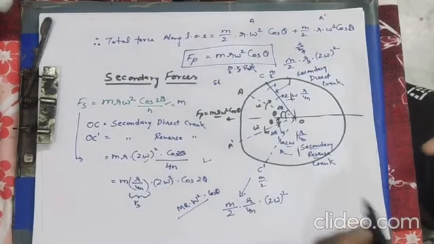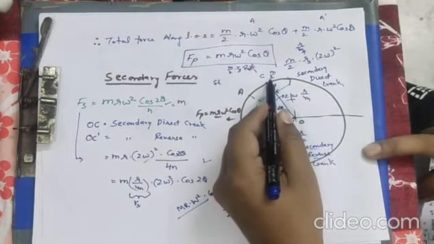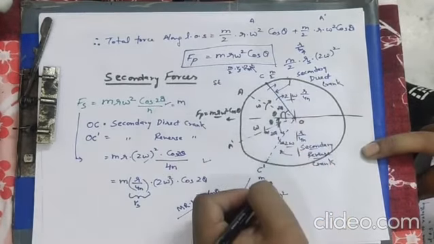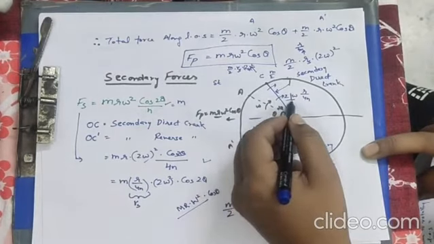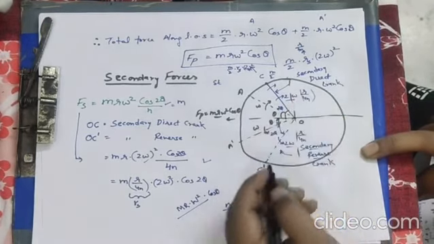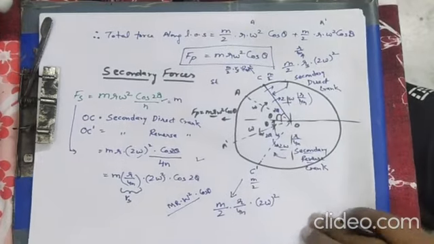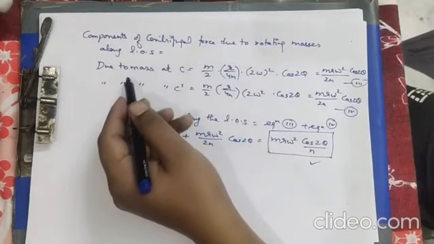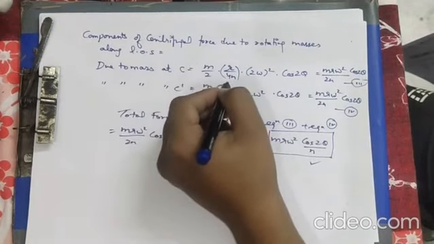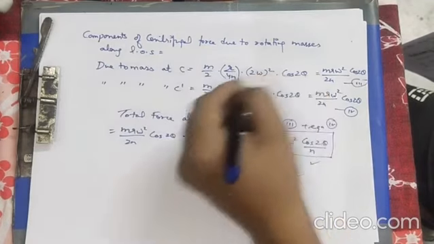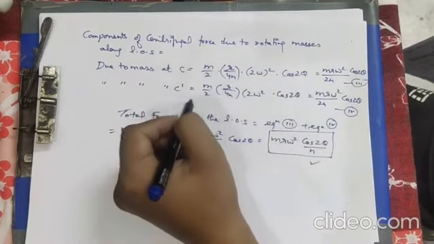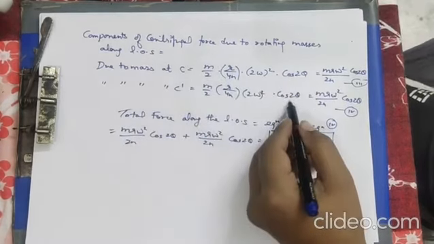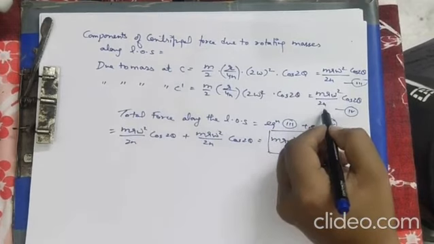In the same way, we have taken m by 2 at C and C dash, that is the direct secondary crank and the reverse secondary crank. Speed is 2 omega and radius is r upon 4n on both sides. So we have taken the components of centrifugal force due to rotating masses along the line of stroke. Due to mass at C, it is m by 2 r upon 4n dot 2 omega square cos 2 theta, and due to mass at C dash, it is m by 2 r upon 4n into 2 omega whole square dot cos 2 theta. It comes out to be mr omega square by 2n cos 2 theta.